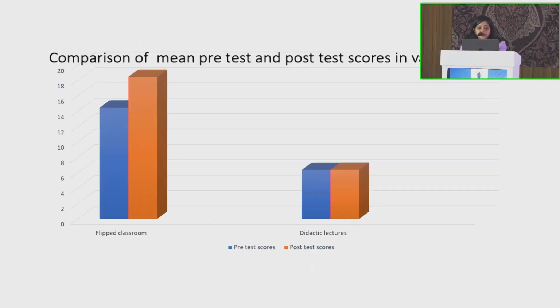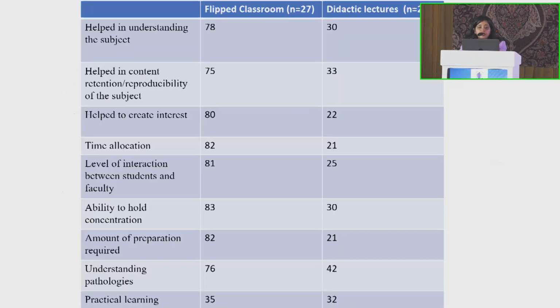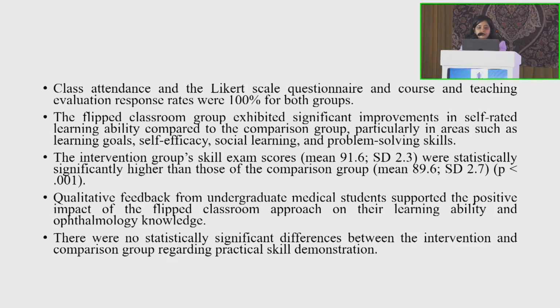So when the mean pre-test and post-test scores were compared in various age groups, in flipped classroom, it had a better performance. So in flipped classroom, it helped them in understanding the subject and content retention to create interest, and the level of interaction was also quite high. The ability to hold concentration was better, but it required a high amount of preparation. So the practical learning was better in that.